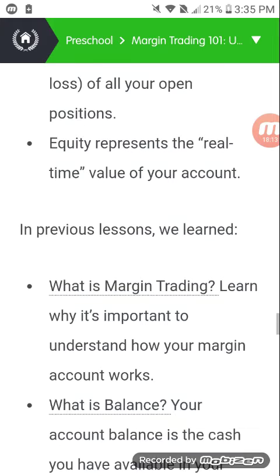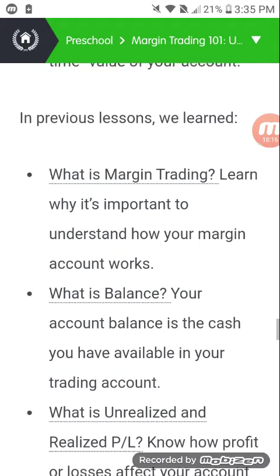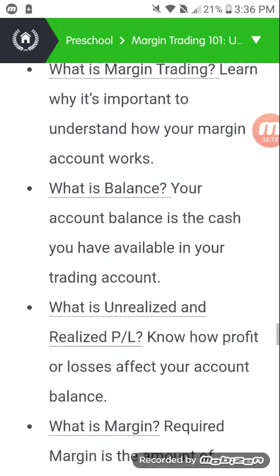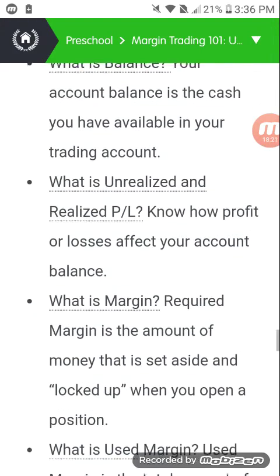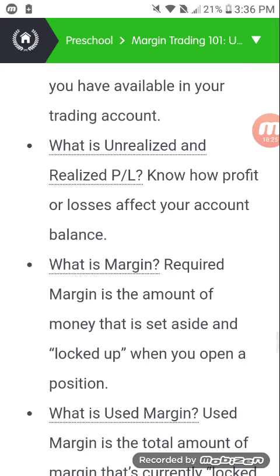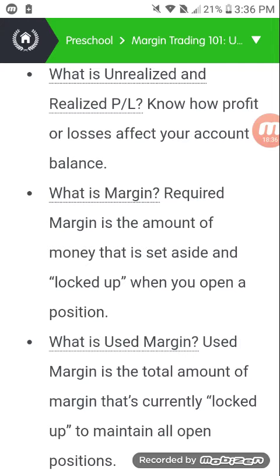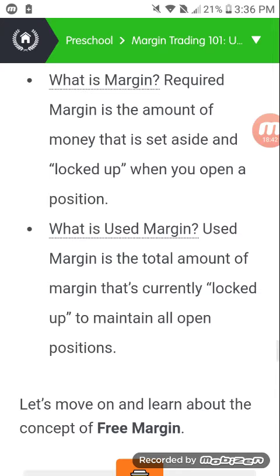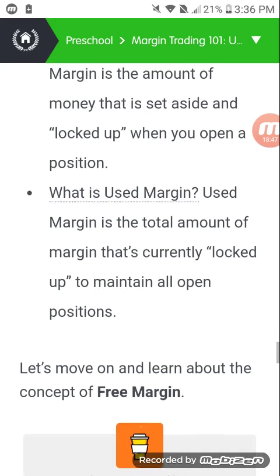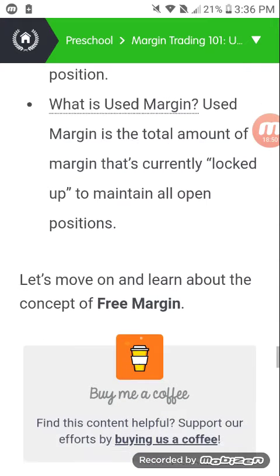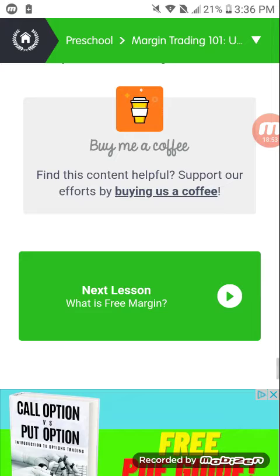In the previous lessons, we learned what margin trading was, and why it's so important to understand how a margin account works. What is your balance? Your account balance is the cash you have available in your trading account. What is unrealized and realized profit or loss? It is the profit or loss that affects your balance. What is margin? Margin is the required amount of money that is set aside, locked up when you open a position. What is used margin? Used margin is the total amount of margin that is currently locked up to maintain all open positions. Okay, so let's move on and learn about the concept of free margin.